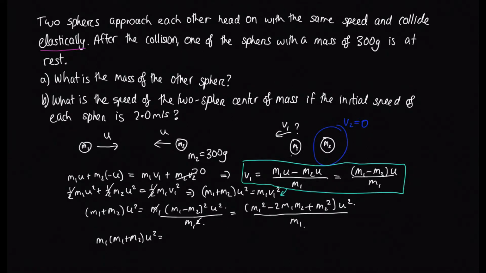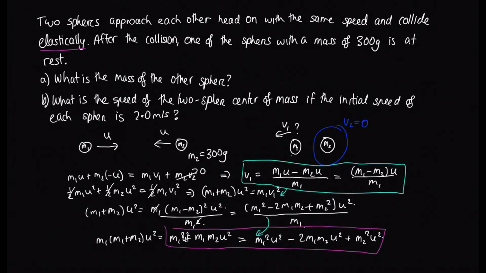I'm just going to expand this bracket now. So I've got m1 squared plus m1 m2, and both of these terms are times u squared, and that's equal to the term on the right hand side. Expanding the brackets, this is equal to m1 squared u squared minus 2 m1 m2 u squared plus m2 squared u squared. Looking at this expression, some of these terms occur on both sides, so we can cancel them out. The m1 squared u squared occurs on both sides, so that will cancel out.